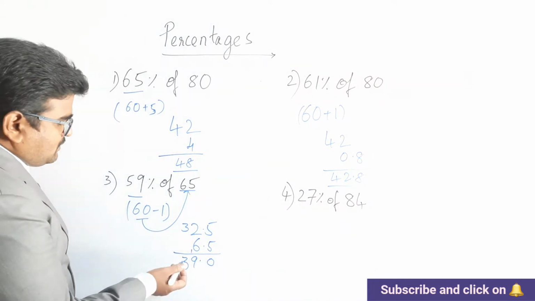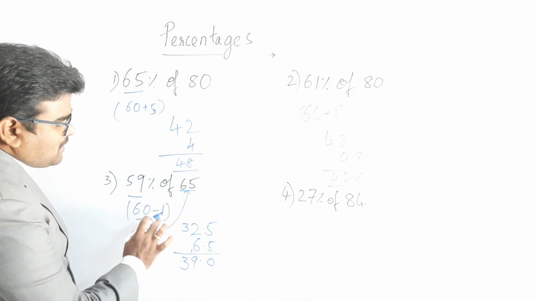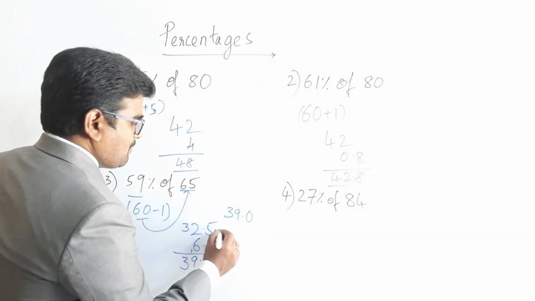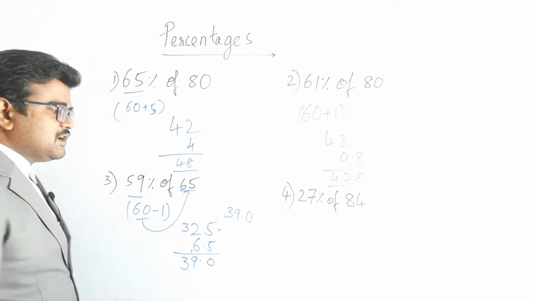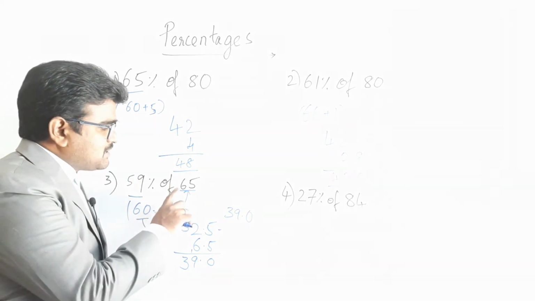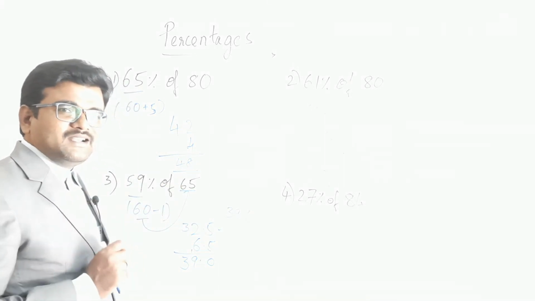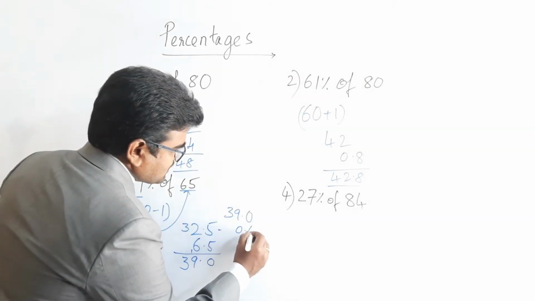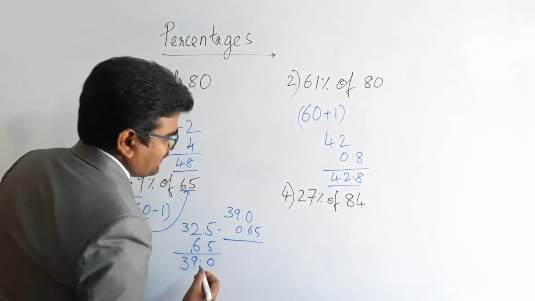Next, you have to subtract 1% from this. That means 39.0 minus, what is 1% of 65? You know, 10% is 6.5. That means 1% is 0.65. So what is the final answer?